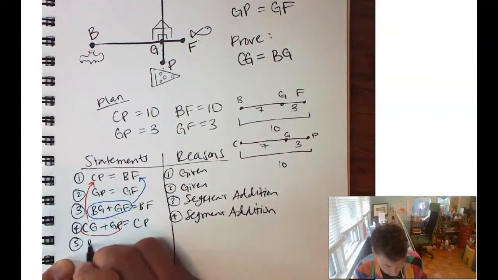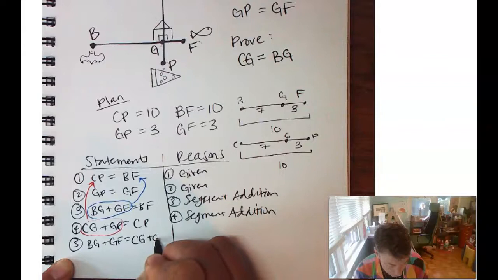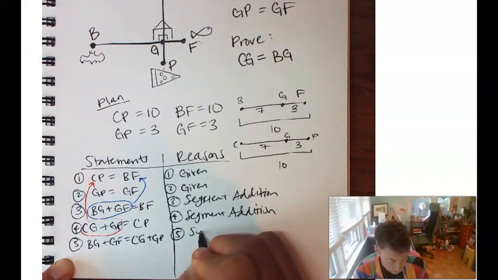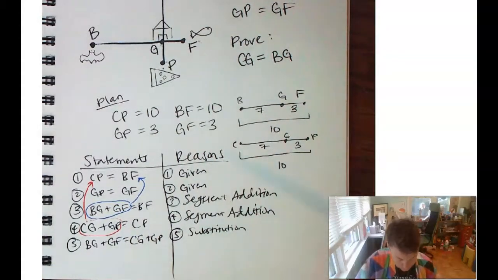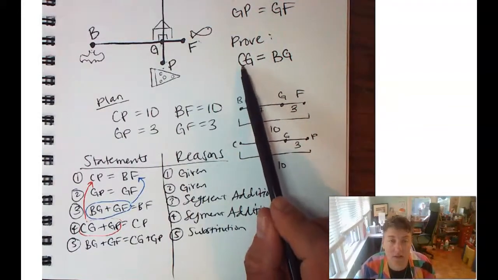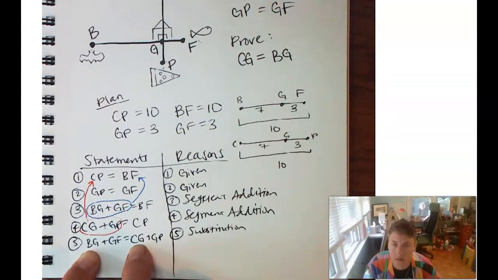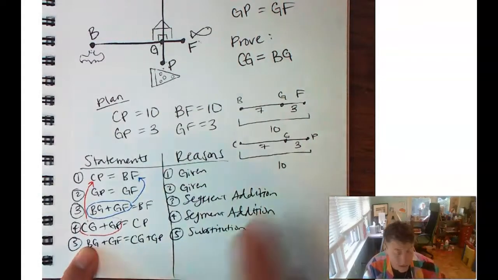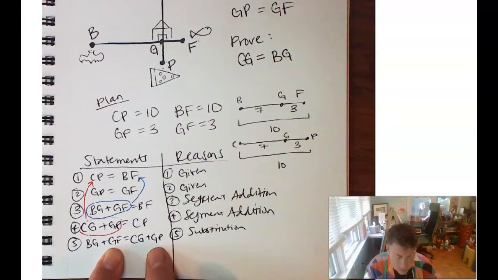So BG plus GF equals CG plus GP. That's by substitution. Alright, why is this helpful? Well, again, we're trying to get down to CG equals BG, and now we at least have those things on the board. We've got CG on one side of an equal sign, BG on another side of an equal sign. We're getting closer to what we're looking for here. But we've got these pesky GFs and GPs still in our equation.